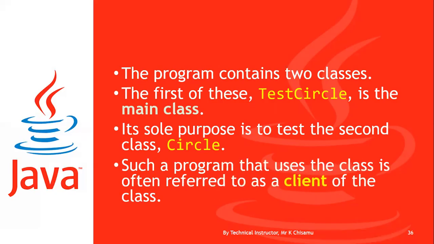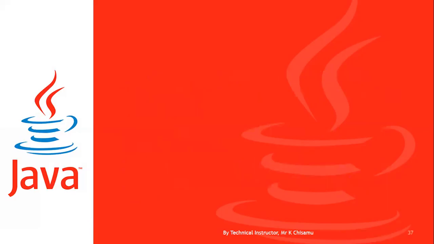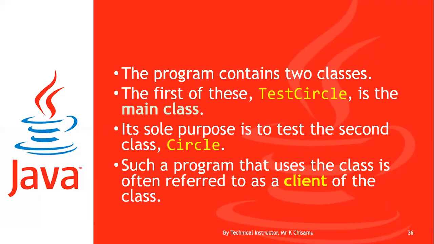Such a program that contains the main function and is used to test an actual class, the program that is used to test a class, is called a client program. So that's a client program. Test class is a client program. Test circle is a client program.